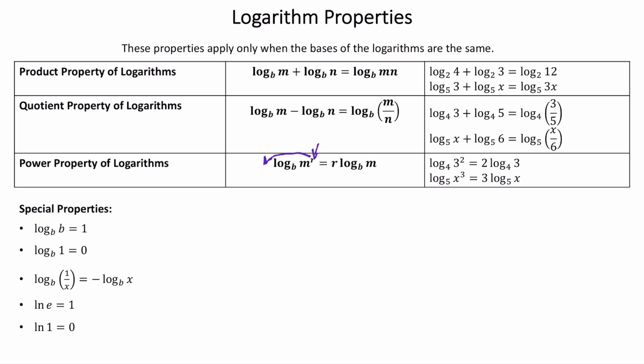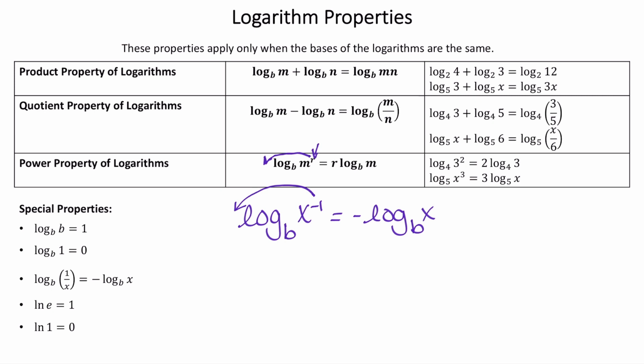From these properties, we can derive the special properties I have listed at the bottom. We already talked about the log base b of b being equal to 1 and the log base b of 1 being equal to 0. But let's look at the log base b of 1 over x. That's basically the log base b of x to the negative 1. So we can use the power property to bring that down in front, and that's equal to negative log base b of x.